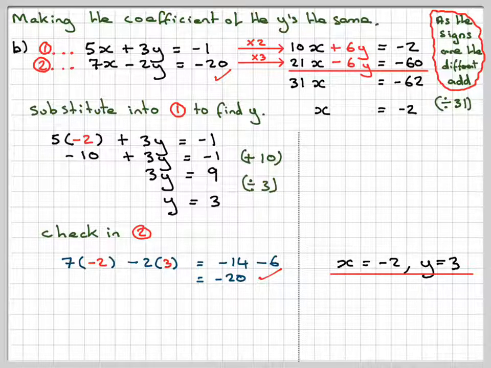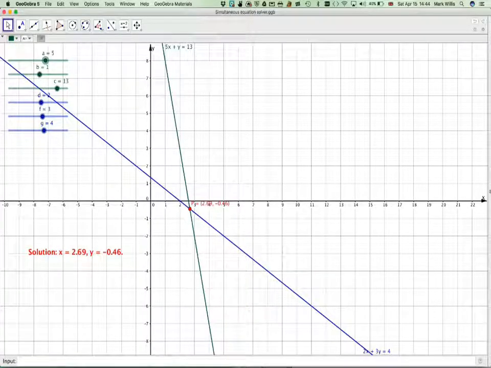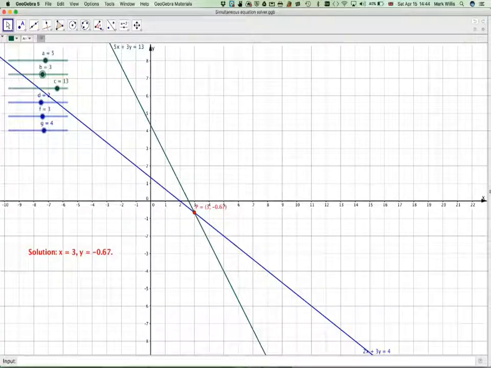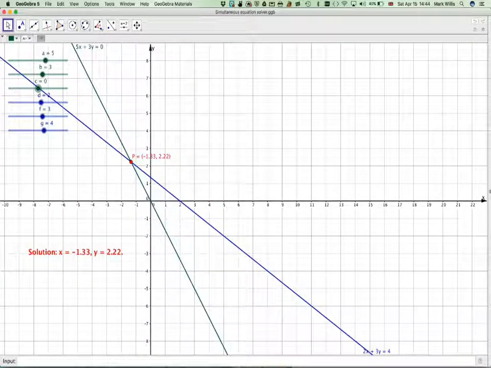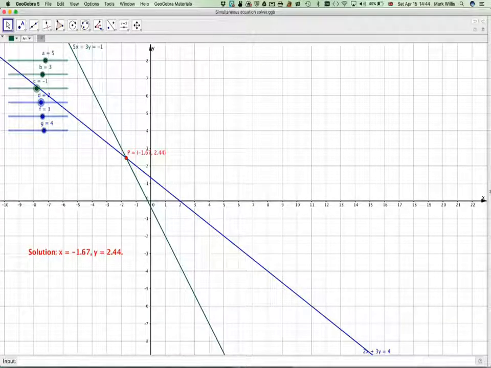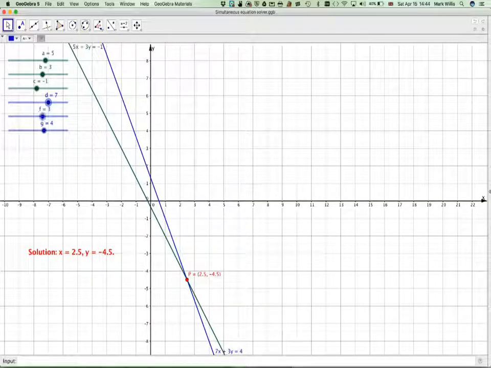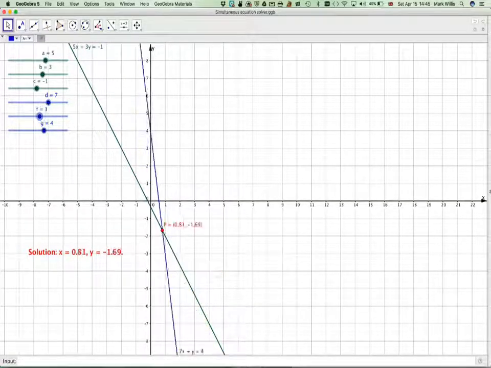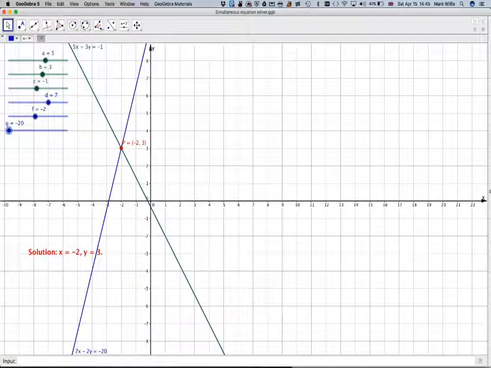And again, we can look at the GeoGebra app to see what we've done. So the first one, A is 5, B is 3, and C is minus 1. These coefficients go from minus 20 to 20. And then the next one, D, is 7 and minus 2 and minus 20.